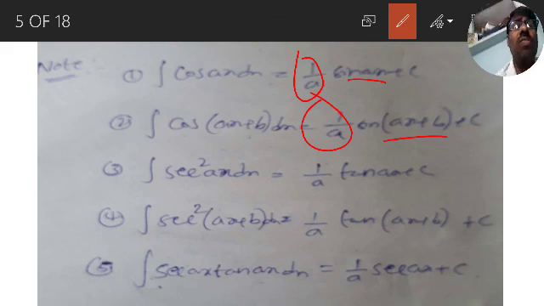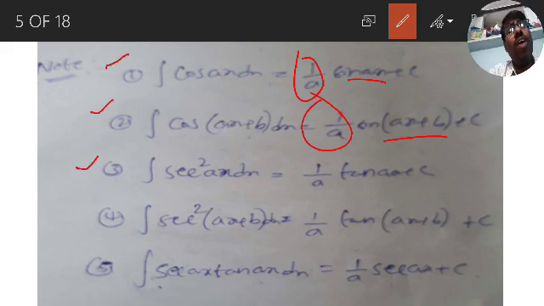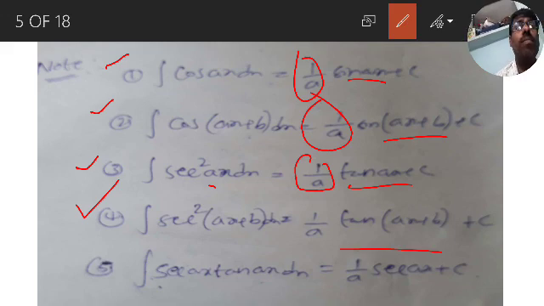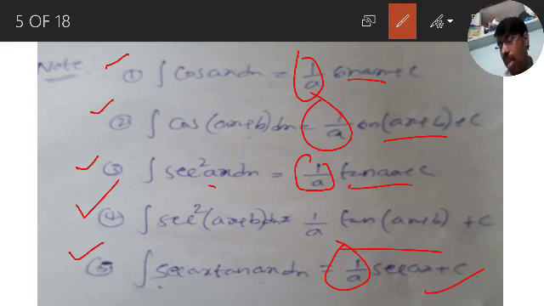Integration of sec square x is tan x. Now for sec square ax, the x coefficient is a, so 1 by a into tan ax. Integration of sec square of ax plus b is 1 by a into tan of ax plus b. Integration of sec x into tan x is sec x plus c. For sec ax into tan ax, it is 1 by a into sec ax plus c. Are you getting, guys? So this is the observation we made.